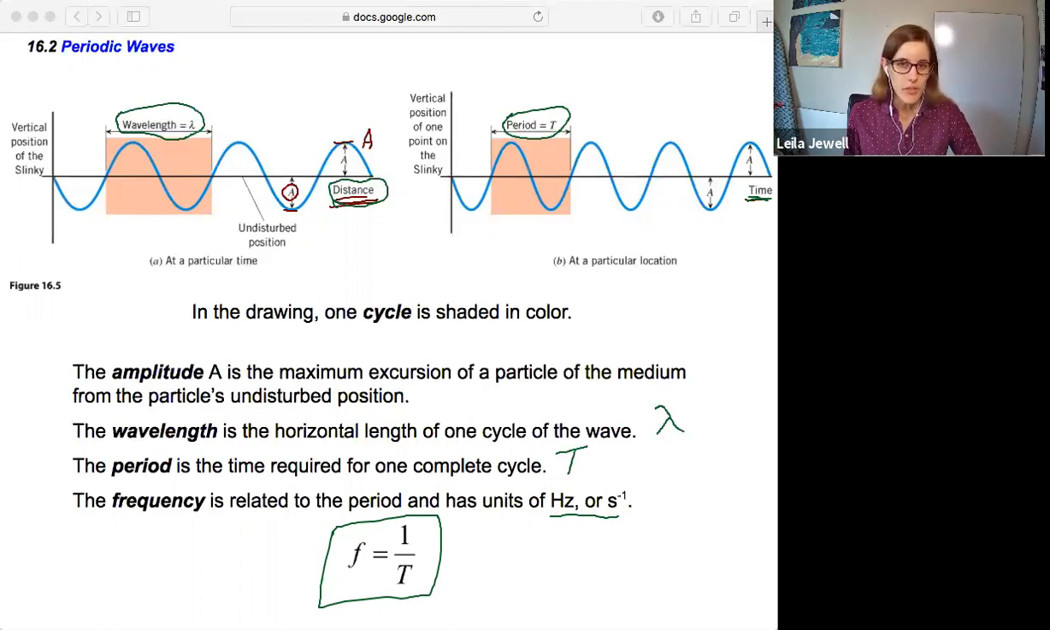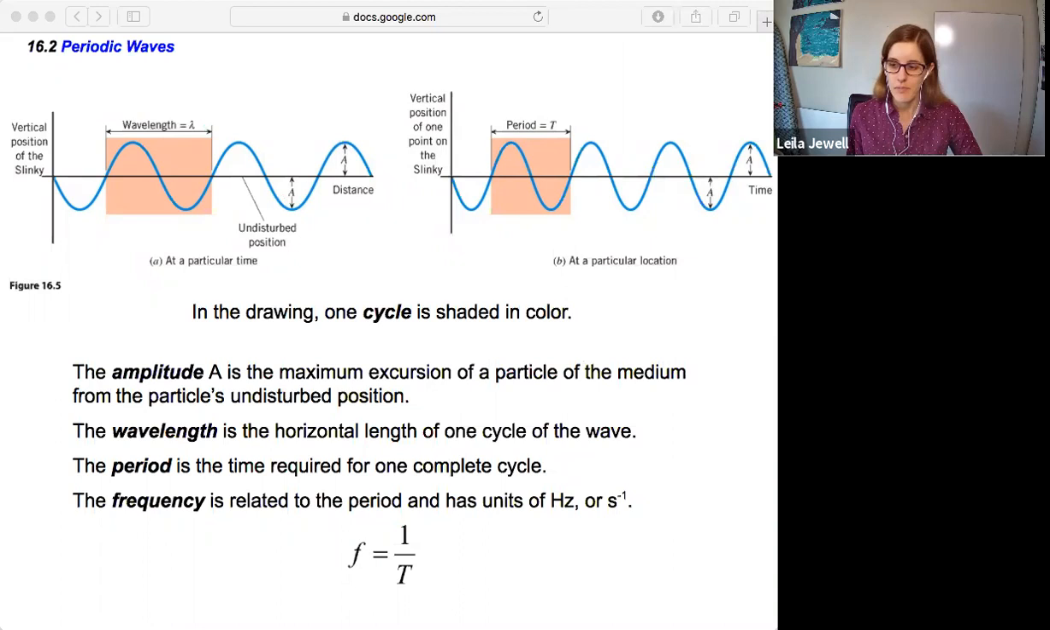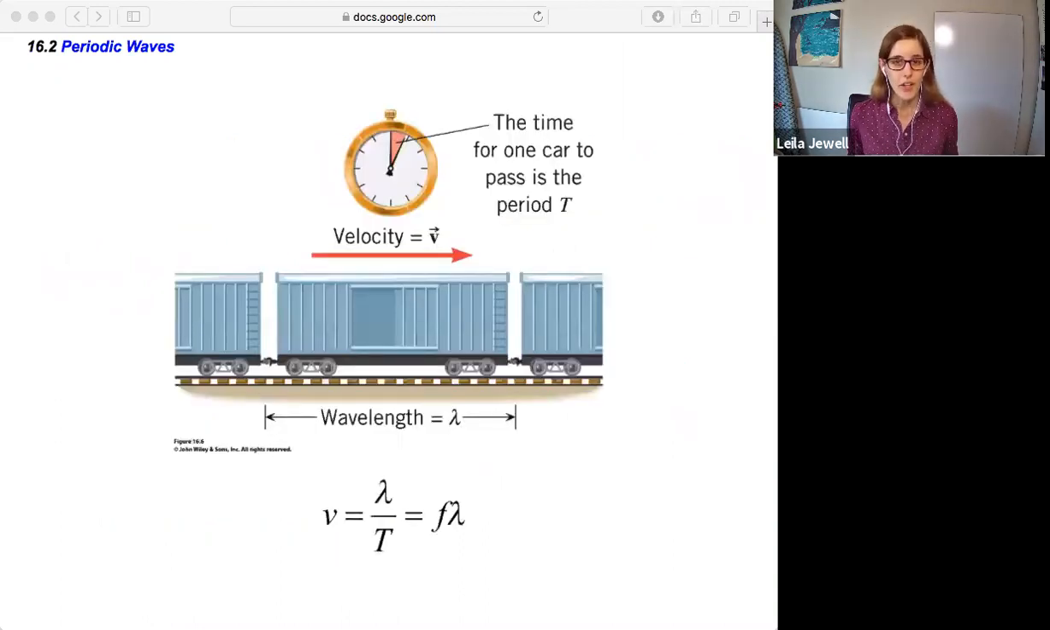Now, what we ultimately want to do is connect some of these ideas to speed, right? How fast is that wave moving? So to do that, we're going to think about a slightly different scenario, and that's of a freight train that's passing, right? You get stuck at a railroad crossing, watching the train car go by. Maybe you start counting how many cars there are. I've gotten close to 100 on that, so I challenge you to try it sometime.